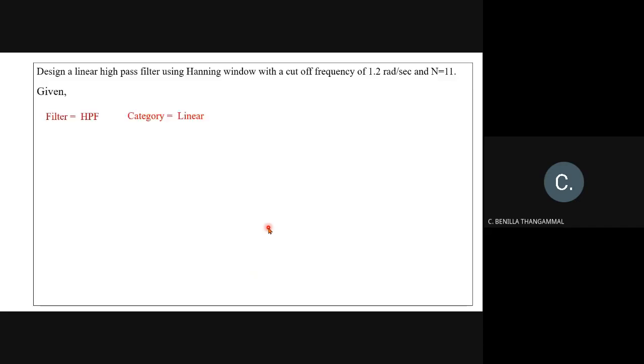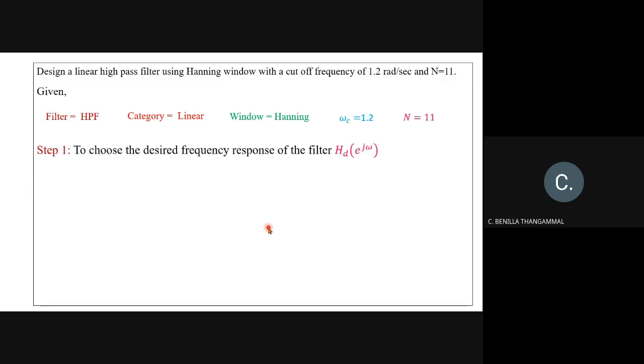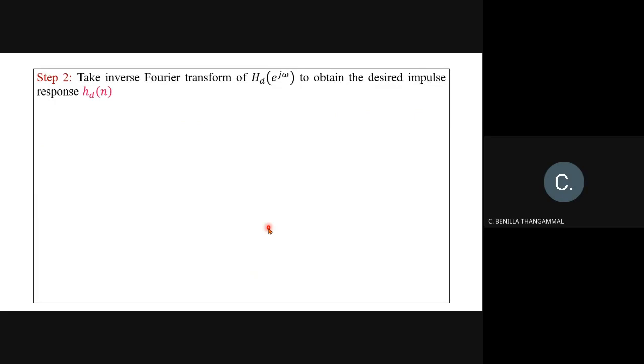The category is also given as linear, and the window is the Hanning window. The cutoff frequency is 1 by 2 and your N value is going to be 11. Since it is a linear filter, the desired frequency response will be Hd of e power j omega equal to e power minus j omega alpha for omega c less than or equal to modulus of omega less than or equal to pi, and 0 for the remaining values. Here the alpha value can be obtained by N minus 1 by 2, which is going to be your 5.